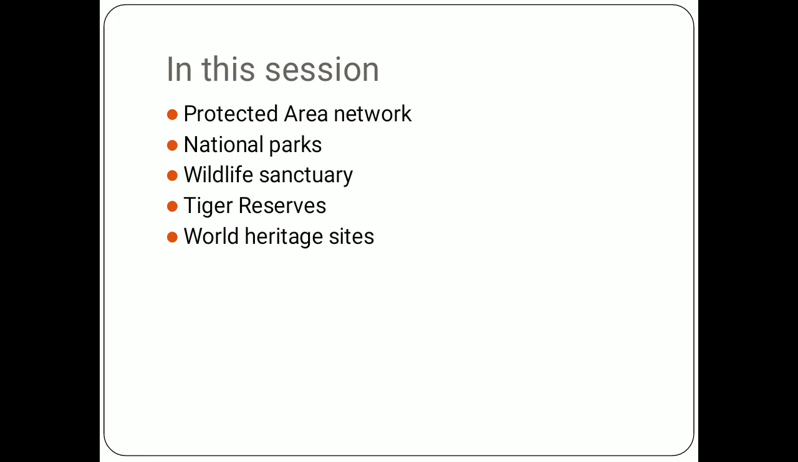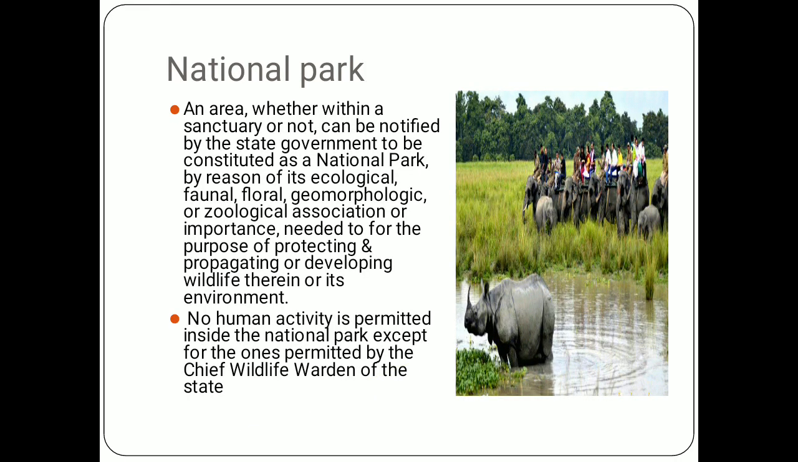Today we shall discuss the protected area networks that come under in situ conservation methods of biodiversity, which are national parks, wildlife sanctuaries, tiger reserves, and world heritage sites. So first, let's begin the discussion with the national park.